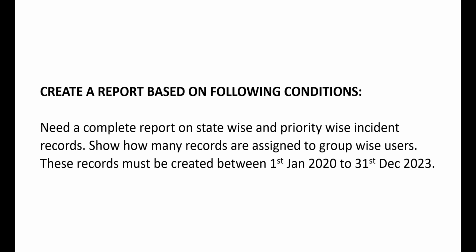We need in-depth details, and the condition is between 1st January 2020 and 31st December 2023. Only the records created in between we need to explore. Got it? So this is the question. How to create a report in detail, clearly and simply? Okay, I'll show it to you clearly.